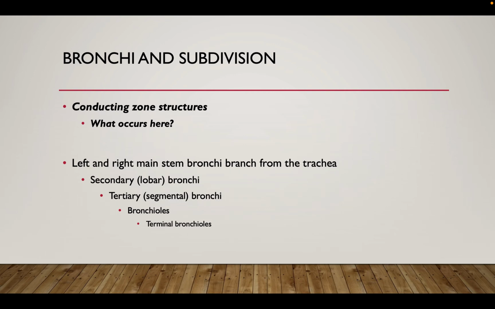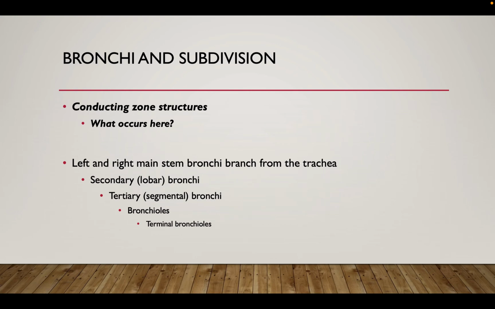And these are going to contain or be involved in what we'll call conducting zone structures. If you think about what conducting means, you're just moving things along from point A to point B. And that's exactly what we have all the way from our main stem bronchi, so our primary bronchus, all the way down to a level we'll call our terminal bronchioles. Everything in between those, including those, are going to be conducting zone structures.